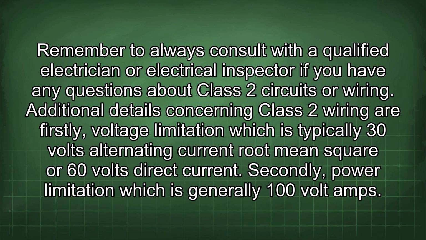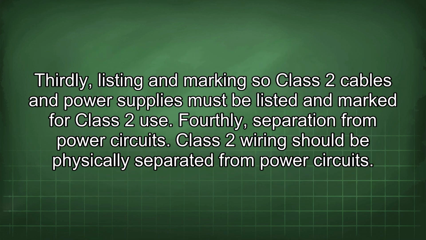Additional details concerning Class 2 wiring are firstly voltage limitation, which is typically 30 volts alternating current root mean square or 60 volts direct current. Secondly, power limitation, which is generally 100 volt amps. Thirdly, listing and marking, so Class 2 cables and power supplies must be listed and marked for Class 2 use.